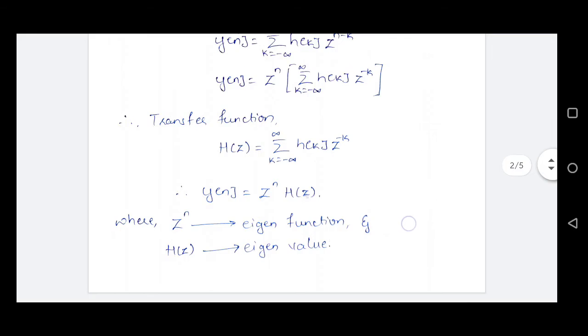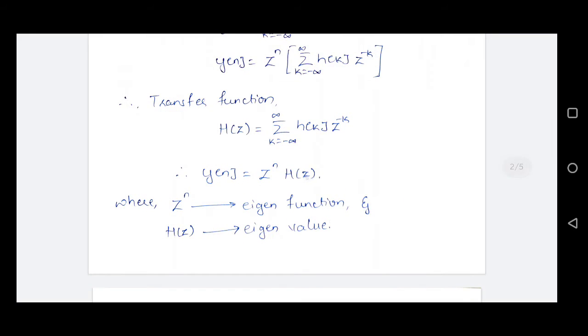So the transfer function H of z will be summation k from minus infinity to plus infinity h of k z to the power minus k. In terms of input output, the output of linear time invariant system will be given as y of n equals z to the power n H of z. Now z to the power n was the input applied to the linear time invariant system, and we are getting the same signal at the output. So z to the power n is the eigenfunction and H of z is the multiplying factor to it on the output. So H of z is the eigenvalue.